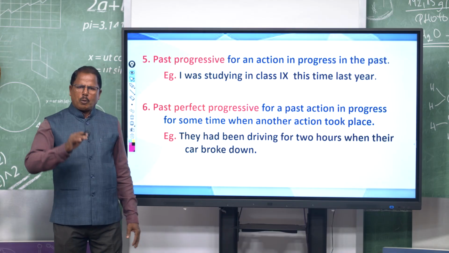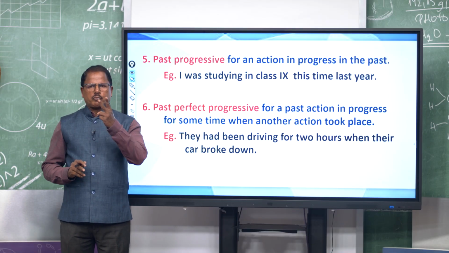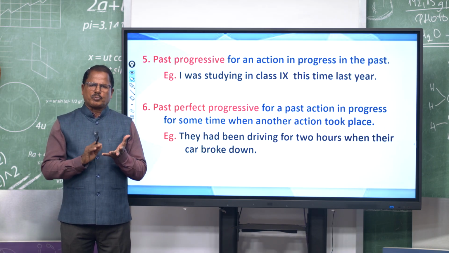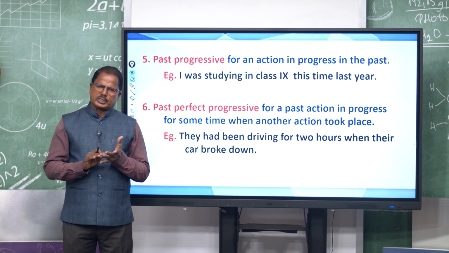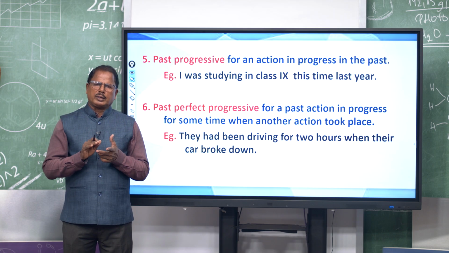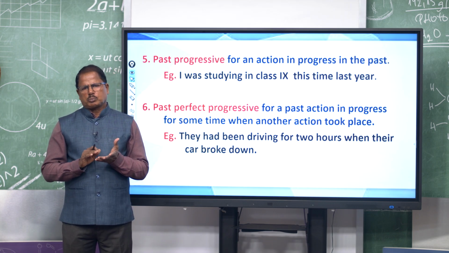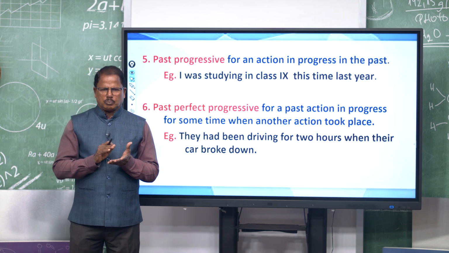Right. So, we use two forms to talk about present time, and we use six forms to talk about past time: present perfect progressive, and then past simple, past progressive, and past perfect progressive, all these verbs, right.